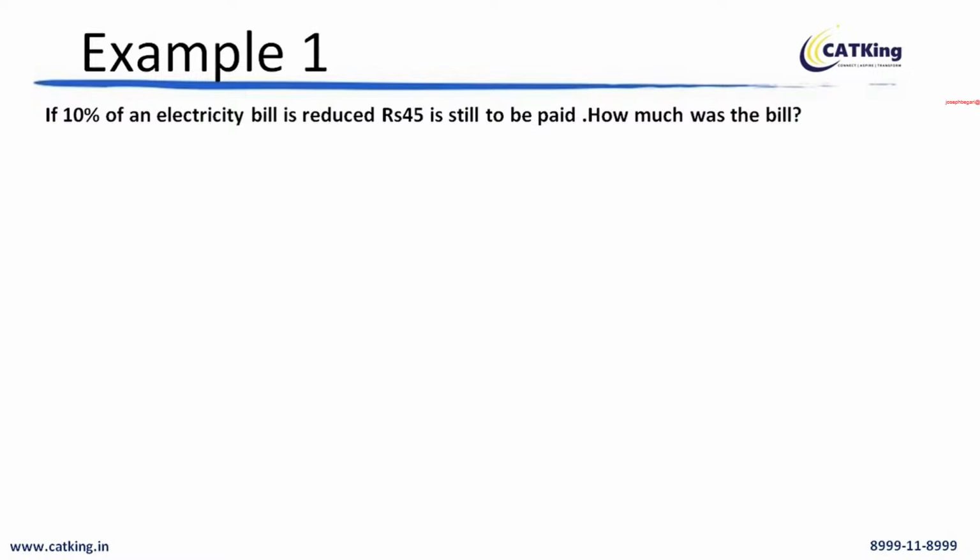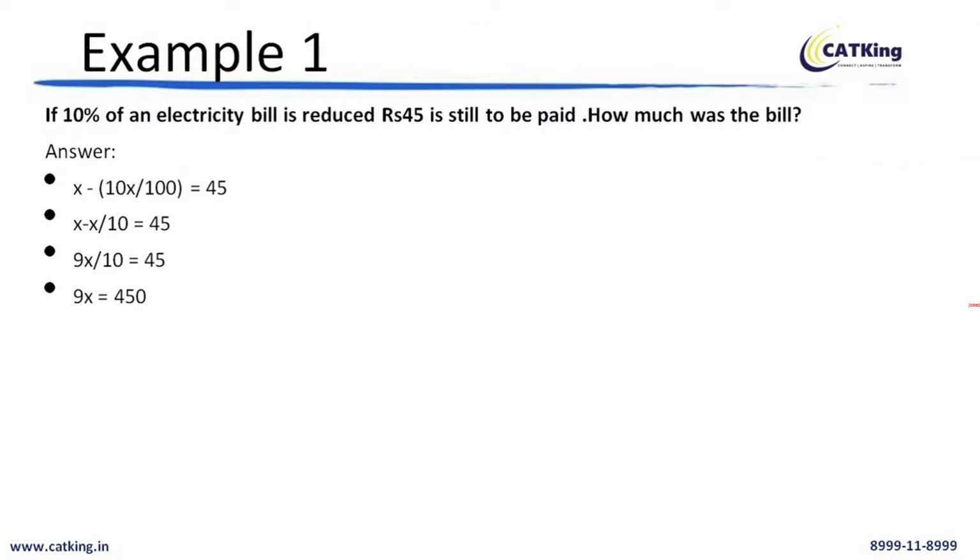So let's say the electricity bill was reduced by 10%, and still 45 rupees had to be paid. What was the original bill is what we were asked. So basically x would be the amount of the bill. So x minus 10%, meaning minus 10x by 100, is equal to 45. So x minus x by 10 is equal to 45. So x minus x by 10 is basically 10x minus x by 10, meaning 9x by 10. The 10 and x get multiplied, that is why 9x by 10 is equal to 45.